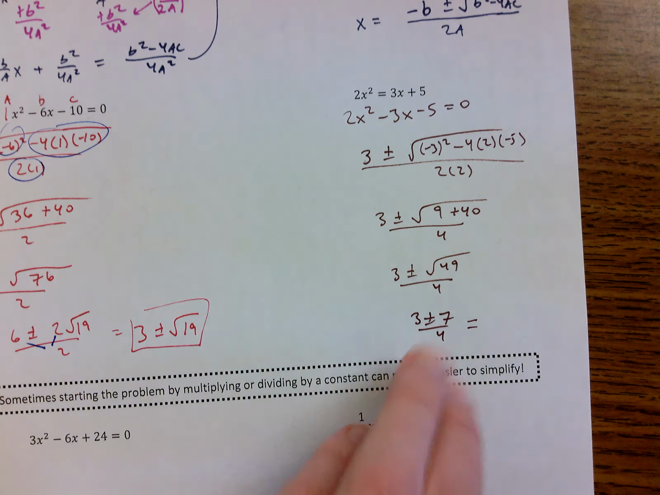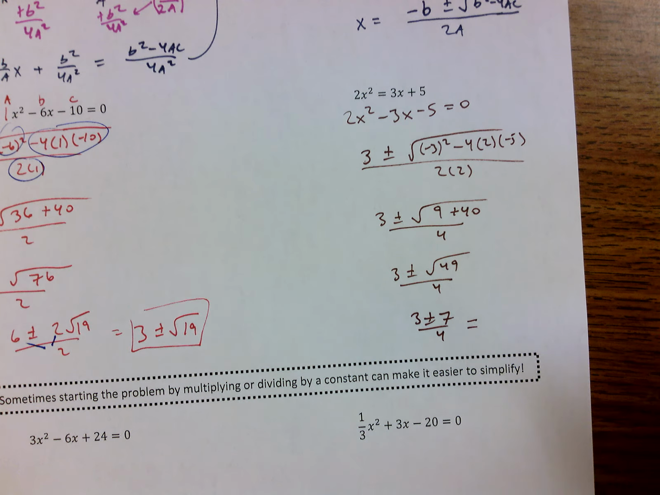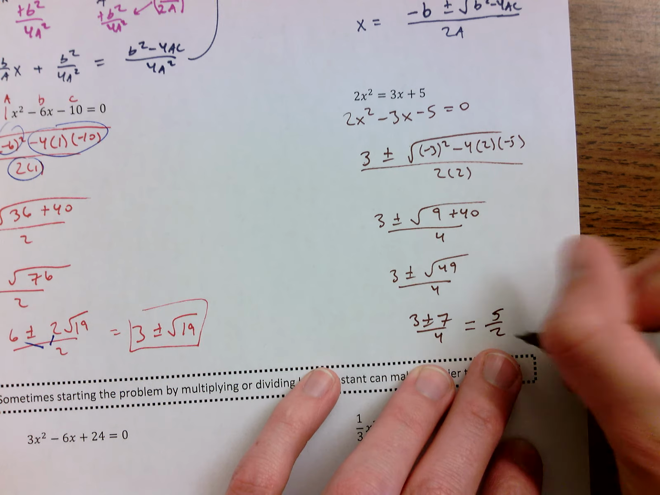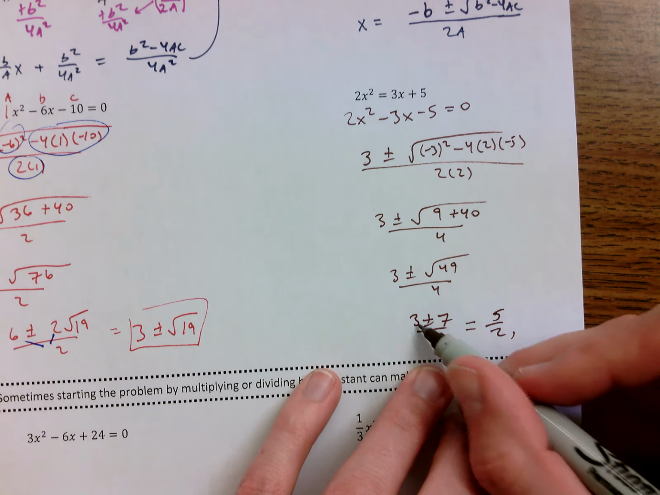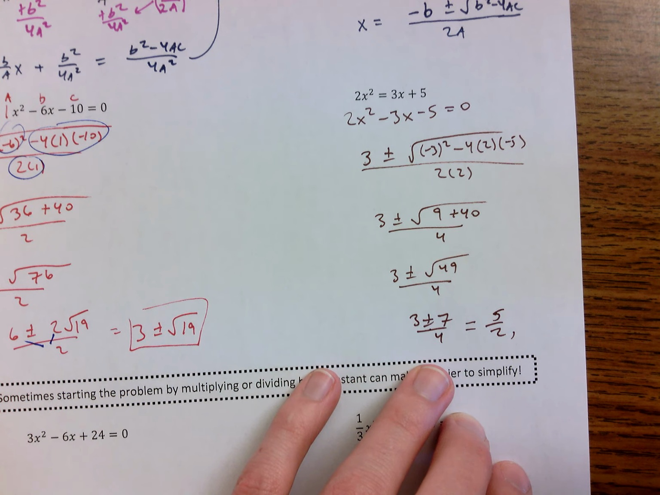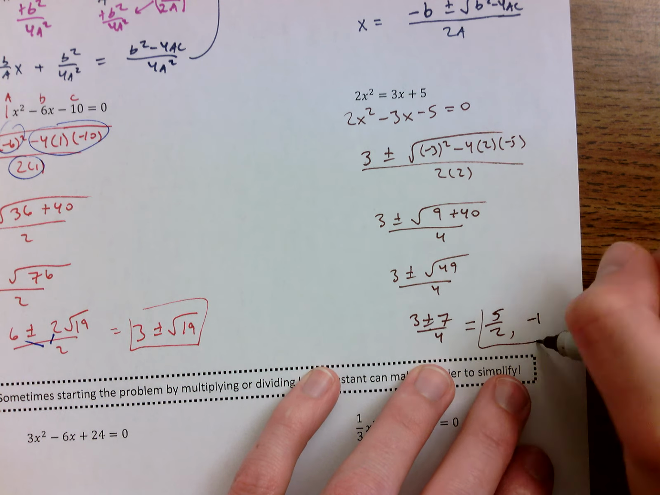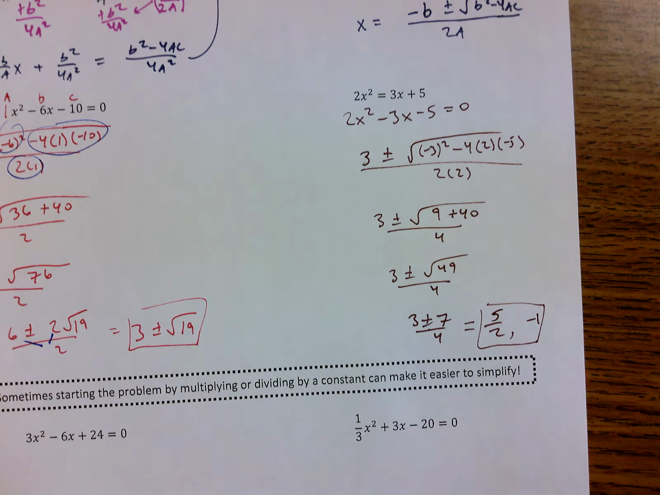And then from there, you're going to have to get 2 separate answers. So 3 plus 7 would be 10. Right? And 10 over 4 simplifies to 5 over 2. So that's 1. And then 3 minus 7 would be negative 4. And negative 4 divided by 4 is negative 1. So 2 different answers. One of them I got by doing 3 plus 7. The other one I got from doing 3 minus 7.